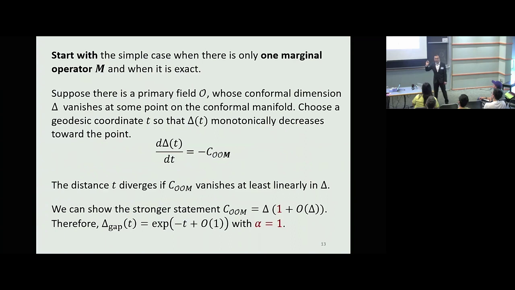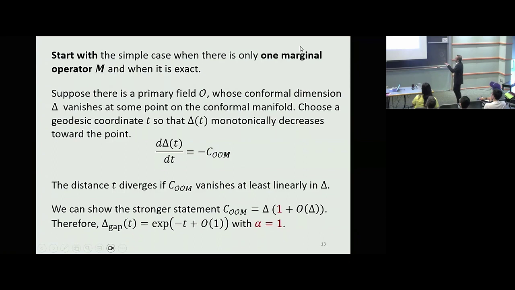Okay, so let me prove it in the following way. Suppose there is a primary field O whose conformal dimension vanishes at some point on the conformal manifold. This is an assumption of the theorem. We want to prove that the distance to that point is infinite. So choose a geodesic coordinate so that this conformal dimension delta of t monotonically decreases towards that point. Then there is a renormalization group equation, which basically says that the derivative of this conformal dimension along this geodesic is given by the three-point function of this operator with the exactly marginal operator M.